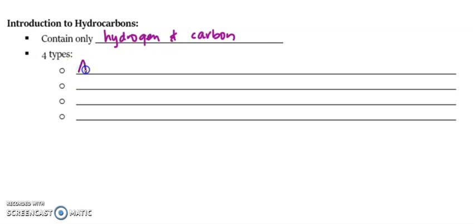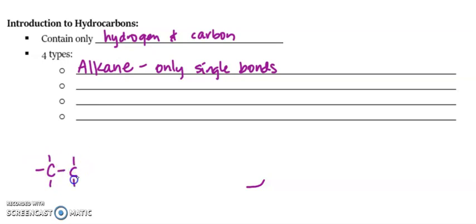The first one is an alkane. An alkane is when you have a hydrocarbon with only single bonds. When you have something like, let's do C2H6, this would be an alkane. It only has single bonds. And we call these molecules saturated, meaning they have all of their bonds that they can have. Carbon cannot bond more than 4 times, so if it makes all single bonds, it's saturated, it's full.